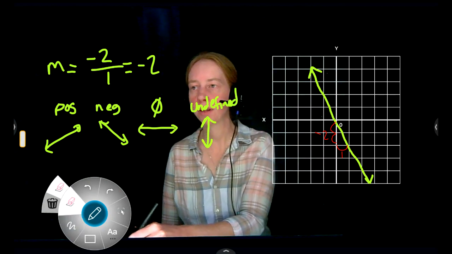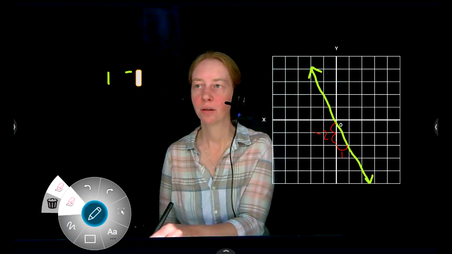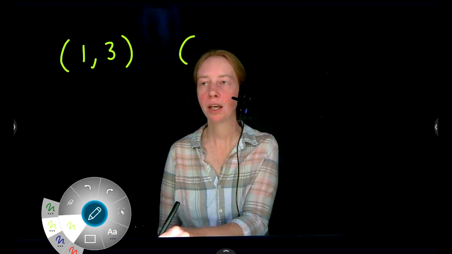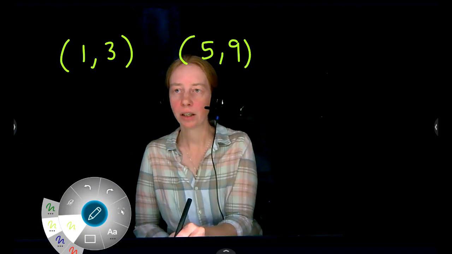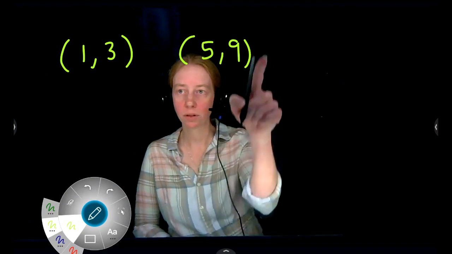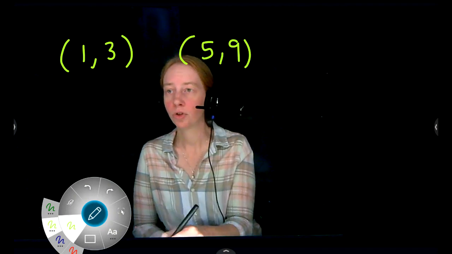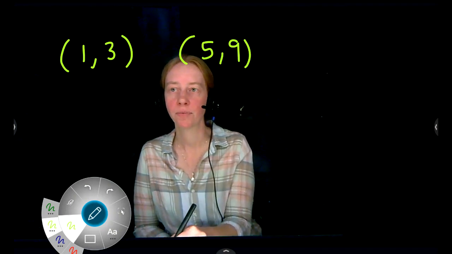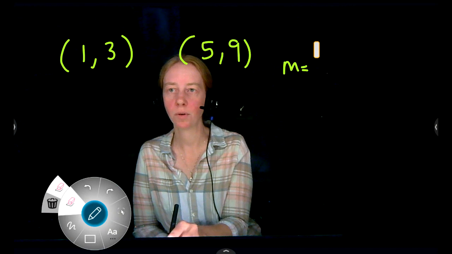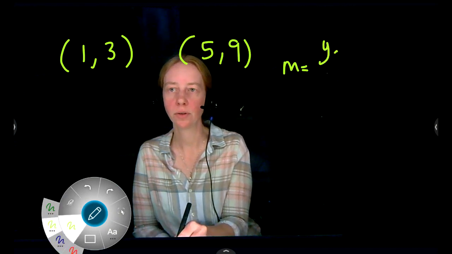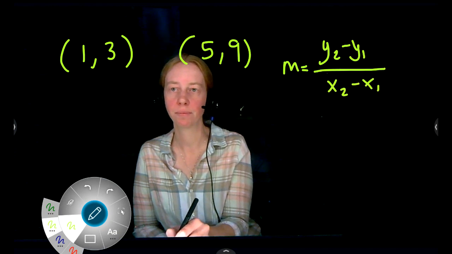Okay, so those are a couple of things when you're just looking at graphs, but we also have a formula. So let's say you're given 2 points, okay? So let's say you have the point 1, 3, and you have the point 5, 9. Okay, so you can, in theory, draw that on a graph and you can count the rise and the run. Okay, there's no problem with that, but we also have a formula. Formula looks like this. So the slope equals y2 minus y1 divided by x2 minus x1.